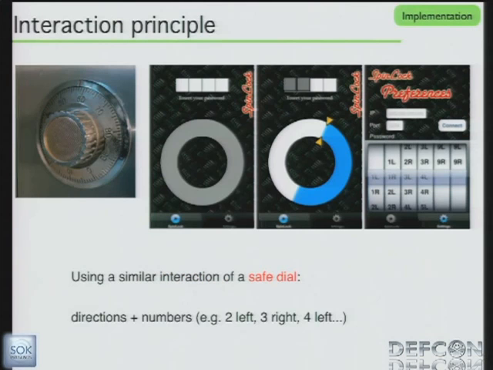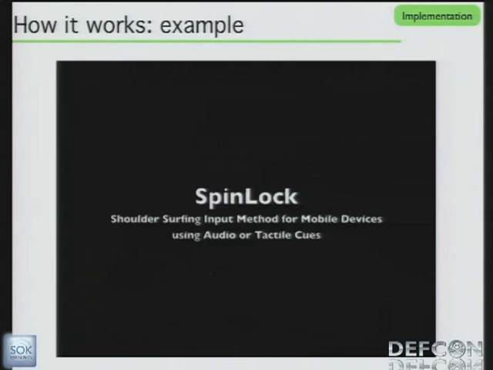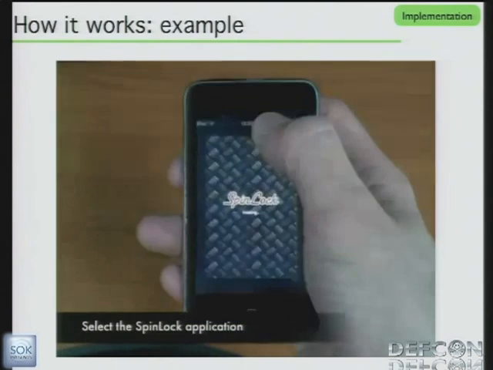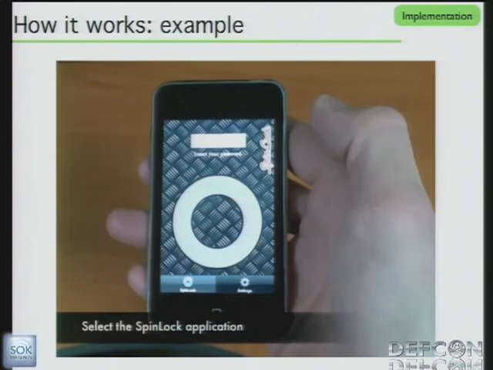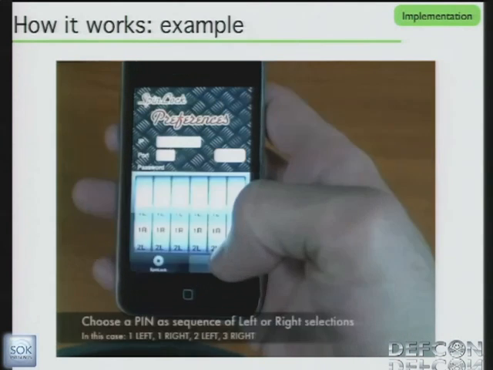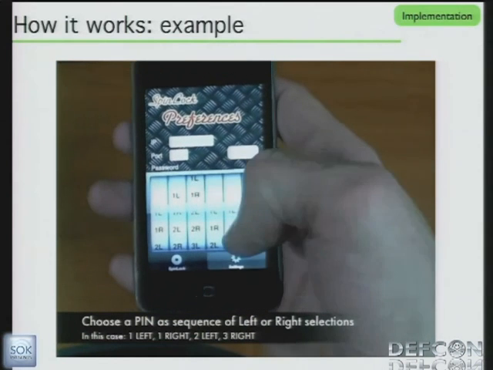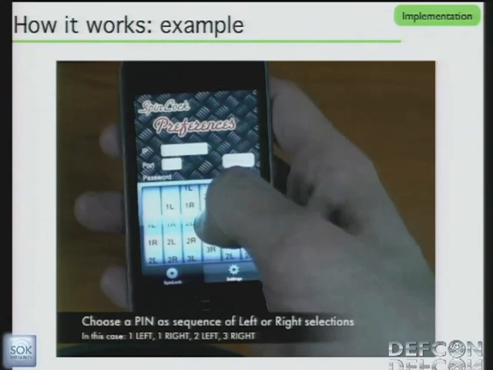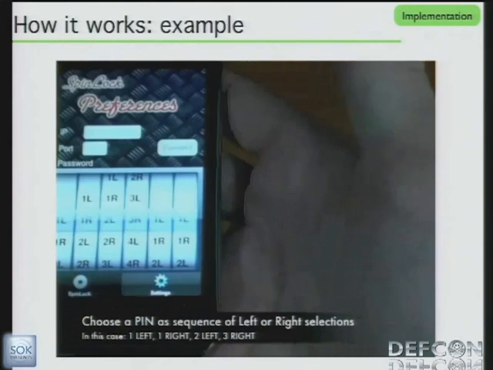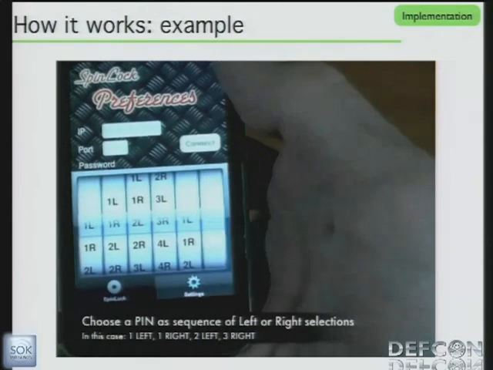So the next one is called the spin lock, which is loosely modeled on a safe dial. So instead of digits, the pin consists of movement offsets to the left or the right. So here it is using the auditory version. Again, observation protected when using headphones. And the thing is here, your password has to be stored in a way that's not your normal sequence of digits, because you have to remember if it's left or right. But it all alternates one way or the other. You set up a password.